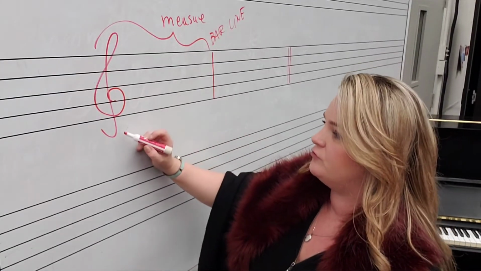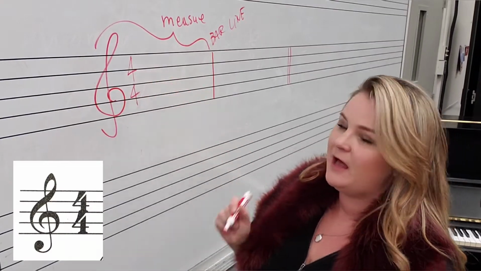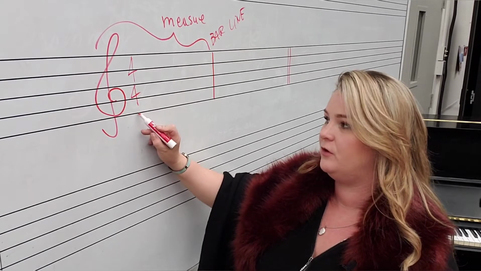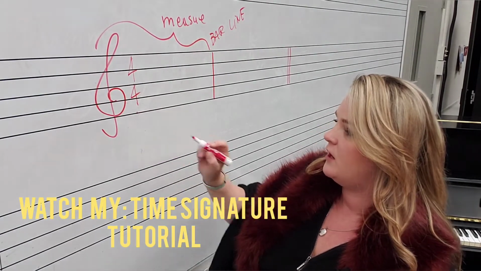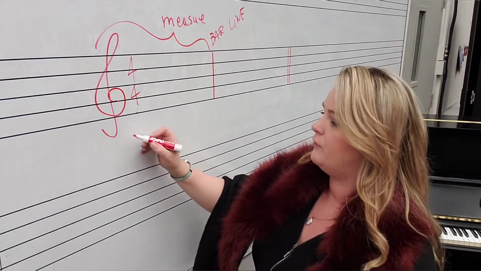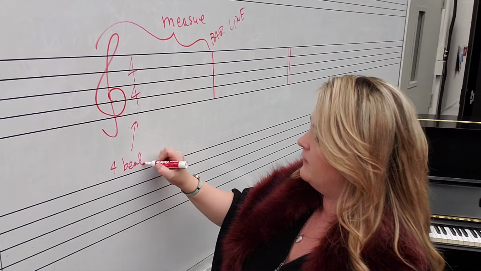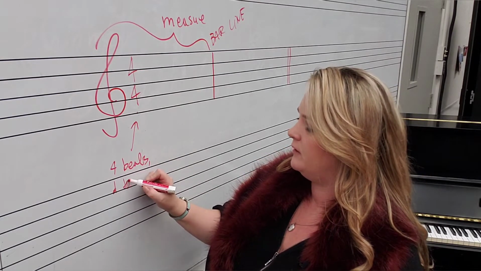Now, always after the treble clef comes the time signature. It tells us how many beats per measure we have. And I'm going to include separate videos talking about time signature only. For now, I want you to know that we have 4 beats in a measure, and that a quarter note takes 1 beat.